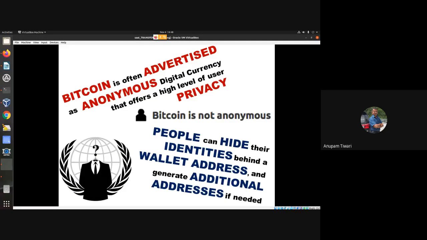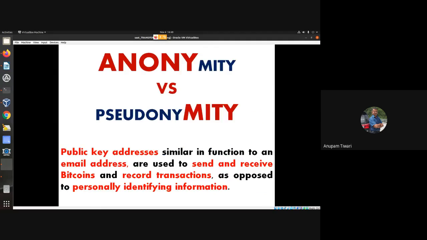Bitcoin is often advertised as anonymous, but it is actually not anonymous, it is pseudonymous. People can hide their identities behind a valid address as a public key. They will not be identified by name, but all the addresses are the representative identities of all the users and all the transactions on Bitcoin. Between anonymity and pseudonymity, the difference is that with pseudonymity there is a public key address representing you, and with anonymity nobody would even be able to identify who you are, where you are, or what your public key is. So pseudonymous is like just a nickname.